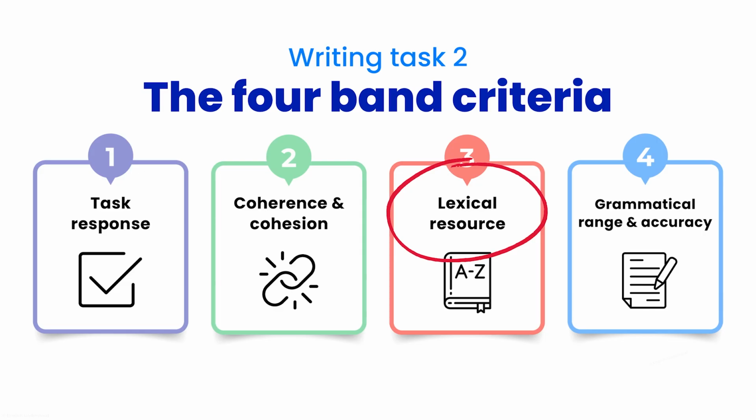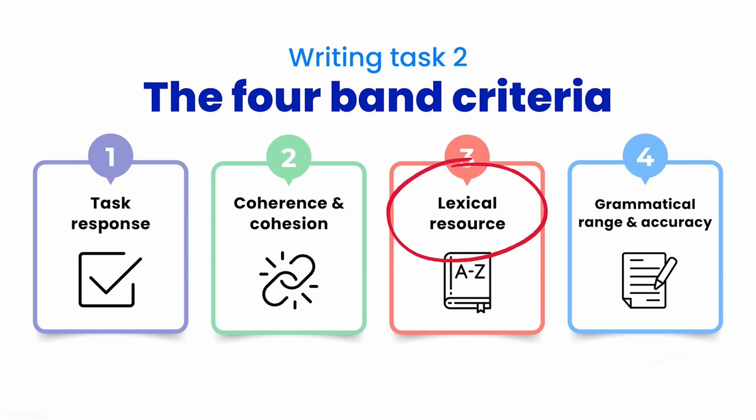Do you want to know one of the quickest ways to improve your Writing Task 2 band score? Well, it's simply to use higher level vocabulary. When the examiner is deciding your band score for Writing Task 2, he's going to look at 4 things. And one of those things is lexical resource, and that simply means vocabulary.